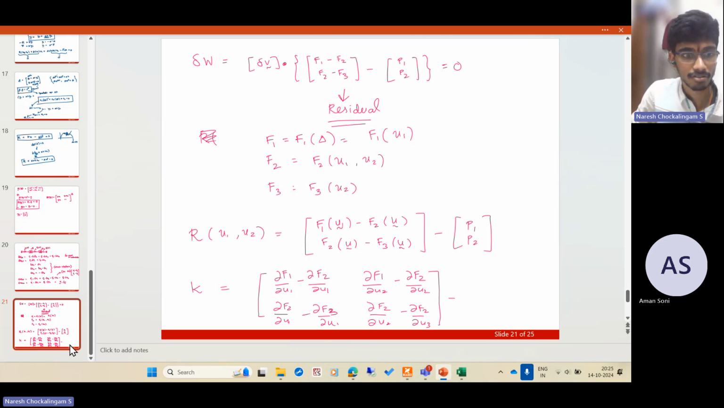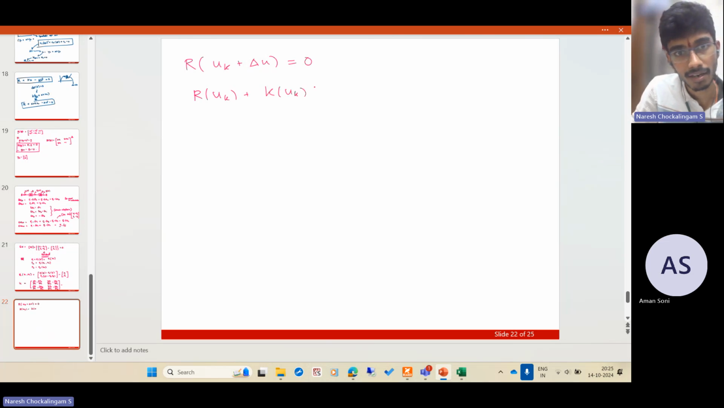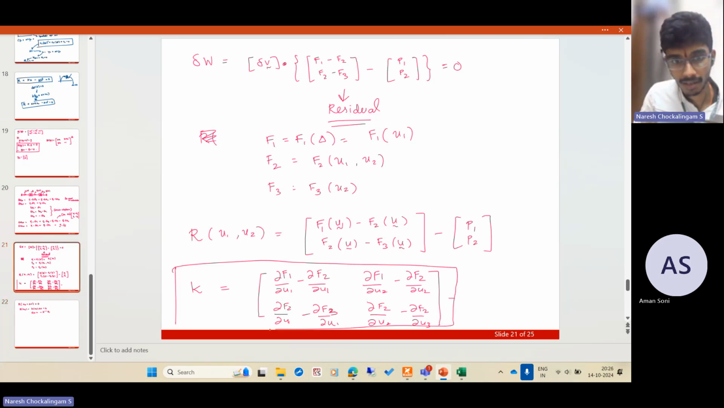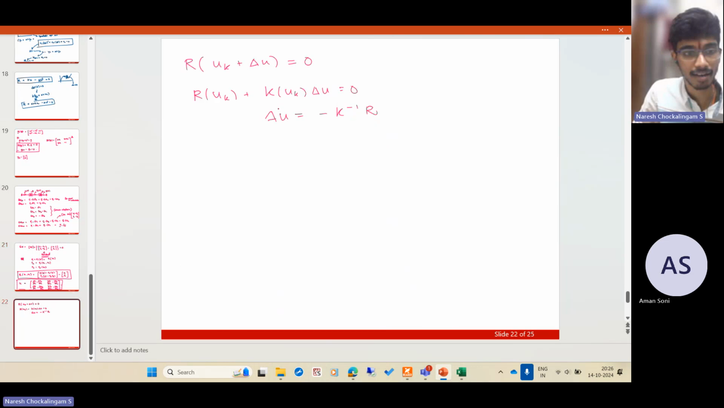This will not contribute. So again, as usual, you want to set R of some guess, let us say UK plus delta U, equal to 0. So you set R of UK plus K of UK delta U equal to 0, and find the update as minus K inverse R. So we have K, K is this, R is this, and you can find minus K inverse R and find this update. Then again, update UK plus 1 is equal to UK plus delta U.